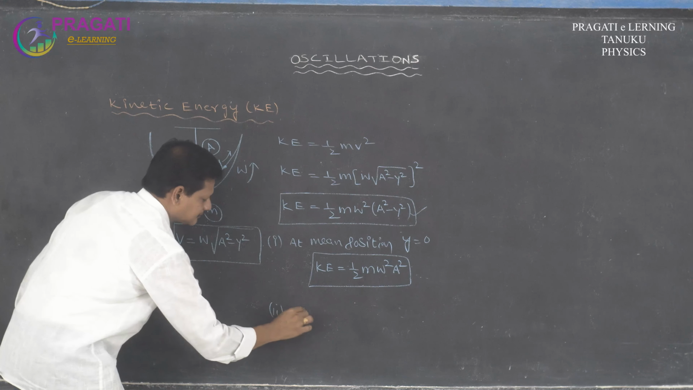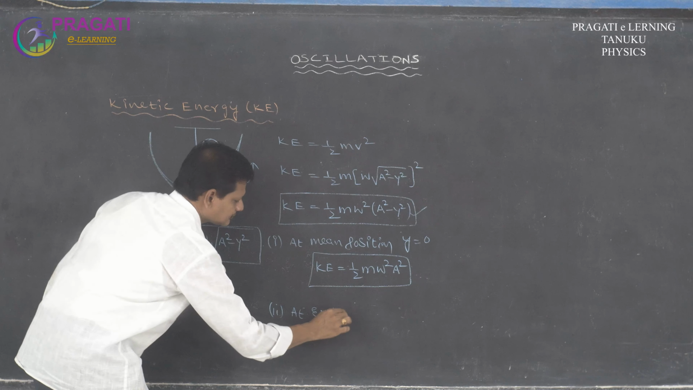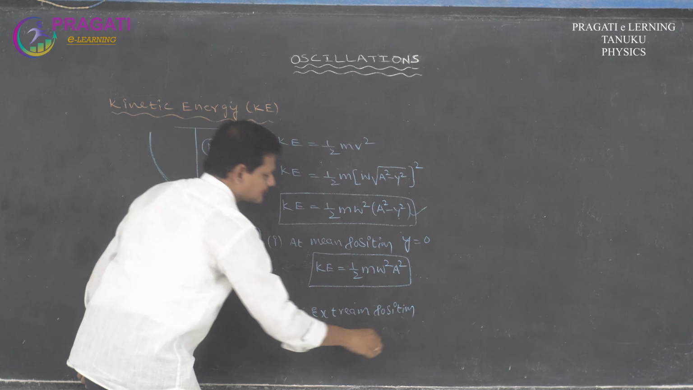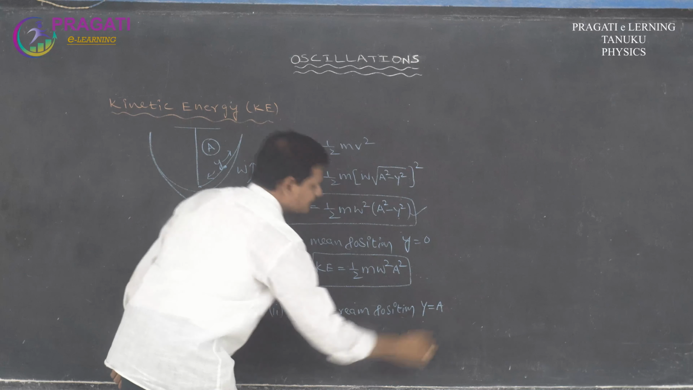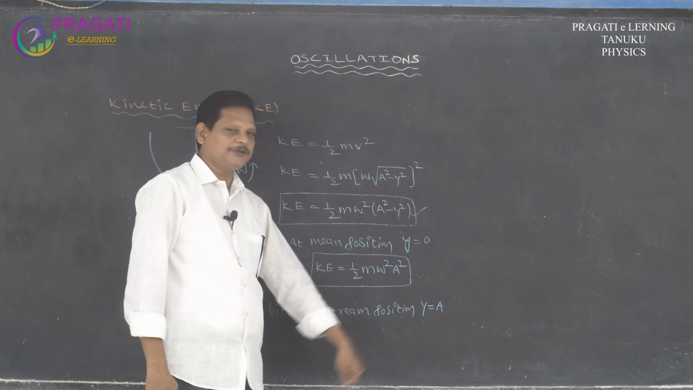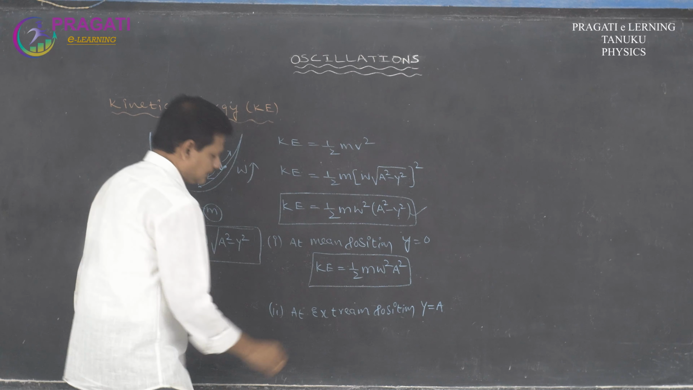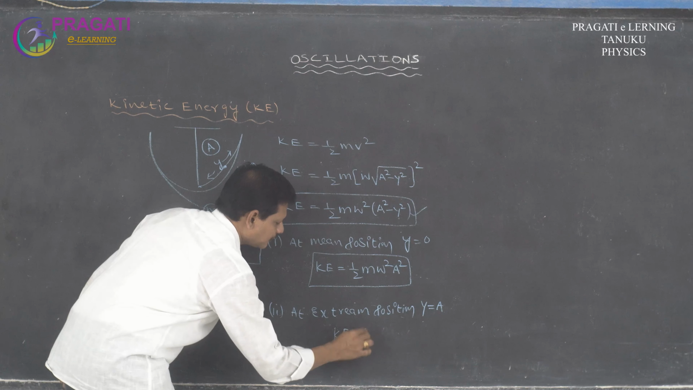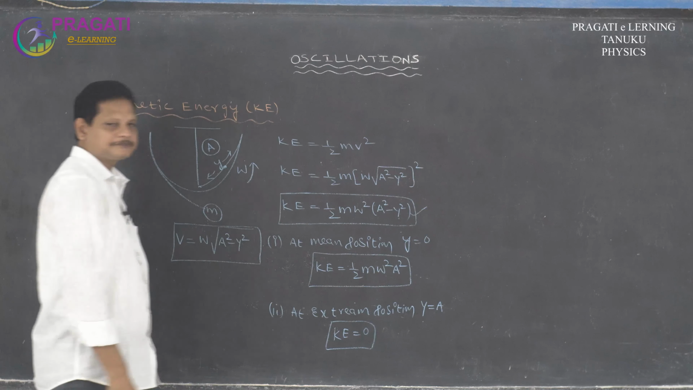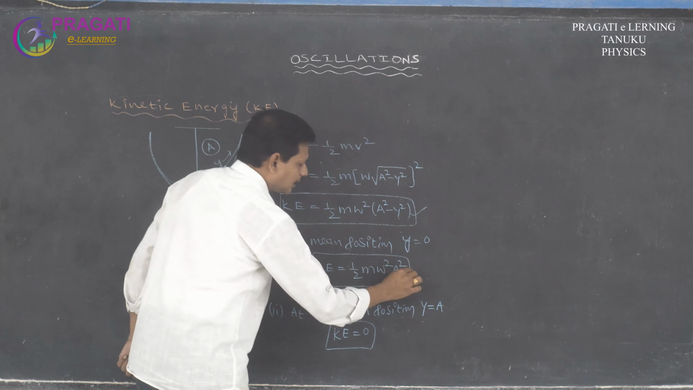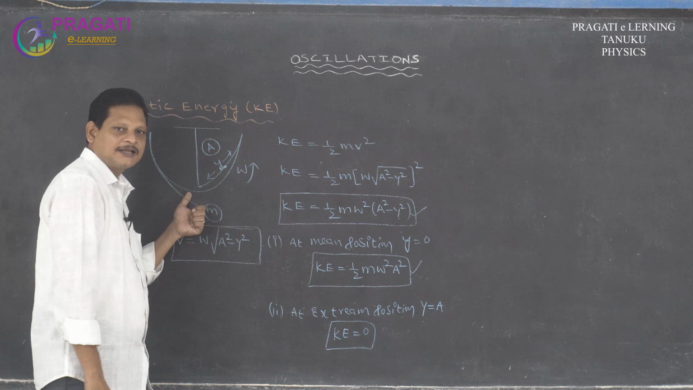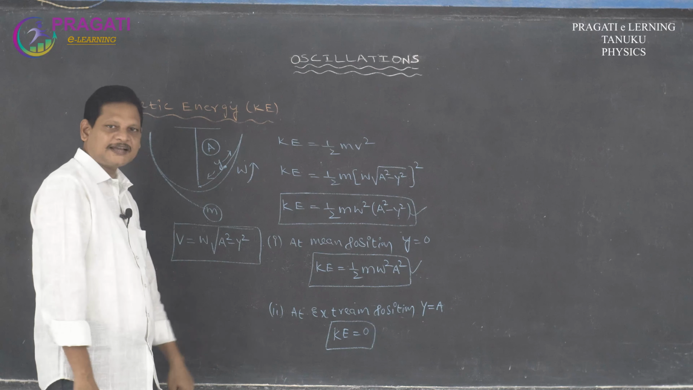Similarly, at the extreme position, y is equal to a, that is the maximum displacement. The maximum displacement of the particle from the mean position is called amplitude. So kinetic energy KE is equal to 0, since a square minus a square is 0. So during the oscillations of a particle, the kinetic energy is maximum at the mean position and 0 at the extreme position.